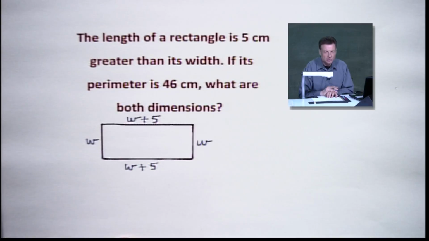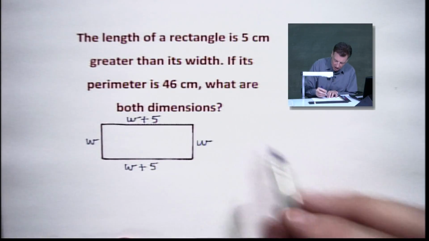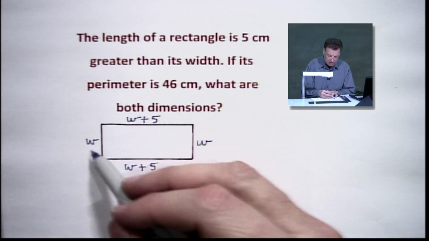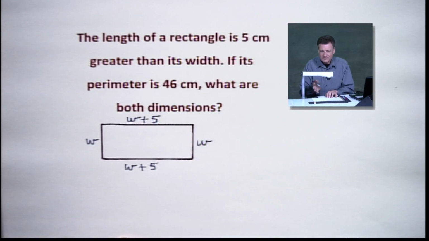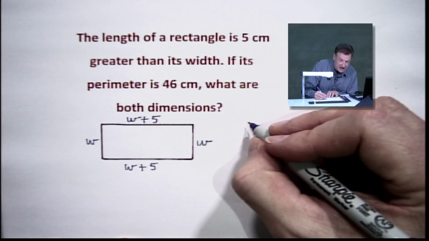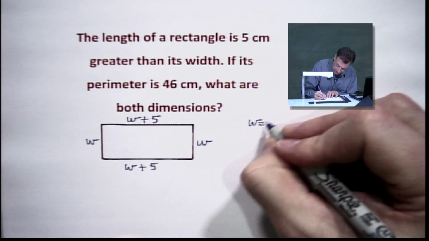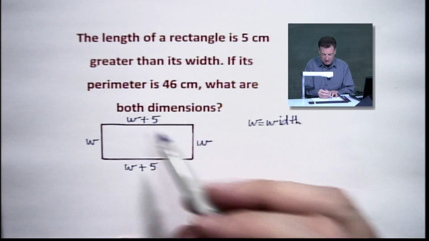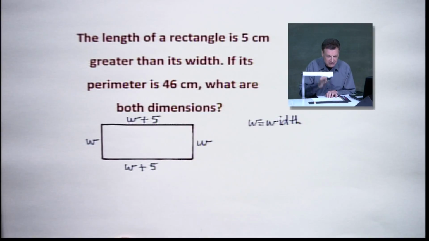Now, a couple of ways we can work through this problem. We can add all 4 sides together, or we could double and add them together. It's going to give us the same result. One other thing before we go any further, let us make sure we have said W is equal to our width. Our length is going to be 5 plus W. So we want to keep that straight.